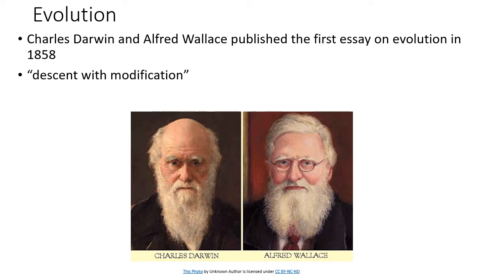Within there you see this term called descent with modification. So each generation, each progeny has a small change, slightly different than the previous generation. And over time that will accumulate in a diversity of organisms matched to their environment and their niche. All right, again, this is changes in traits in a population over time.